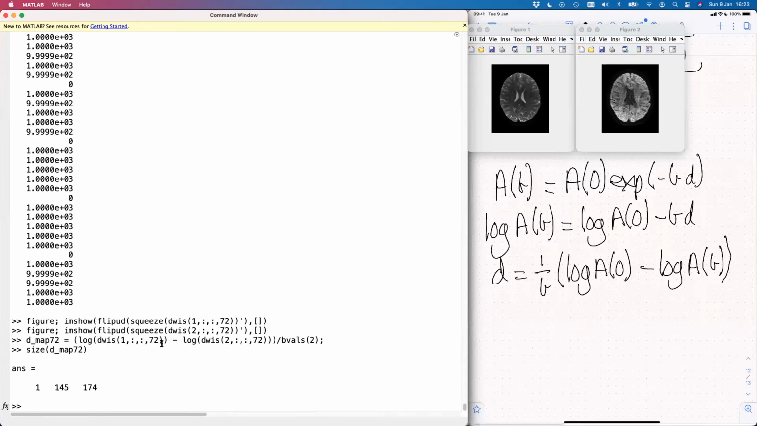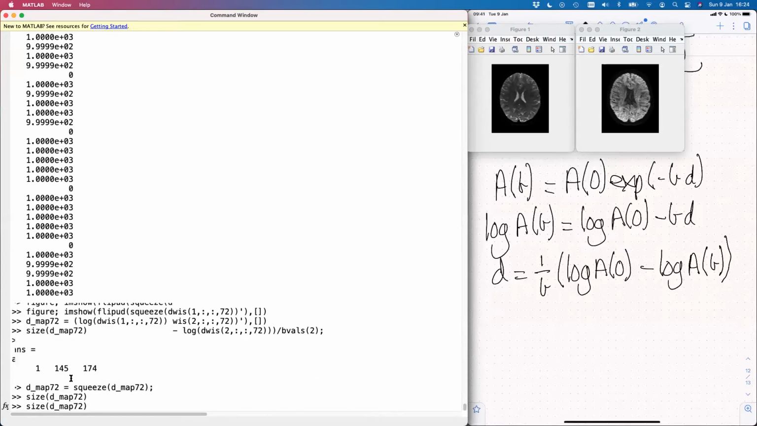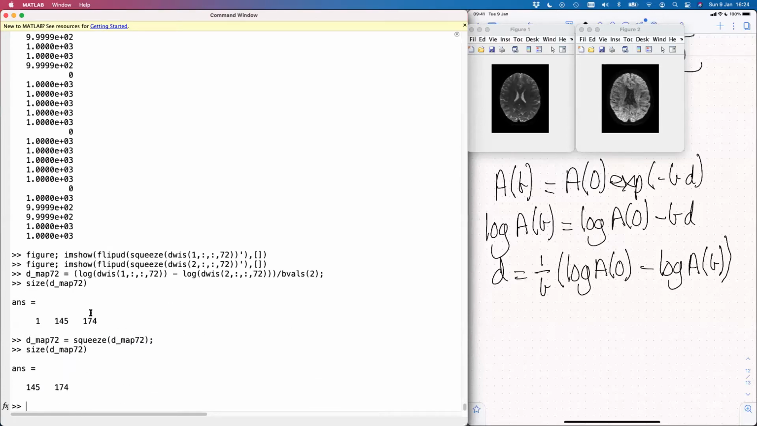So you see it gets this single dimension at the start, so I'm going to squeeze it in order to get rid of that singleton dimension, which I need to do in order for imshow to be able to display it. So let's start by squeezing it. Now if I do that size operation again, you should see that it's just got 2 dimensions now. There we go. And now I'm going to display it using pretty much the same operation that I did before.